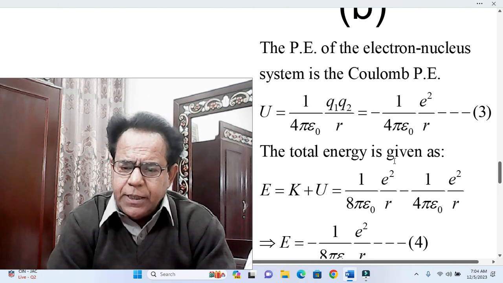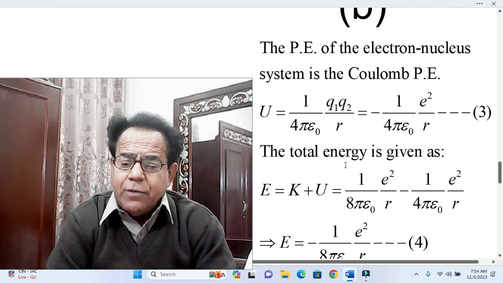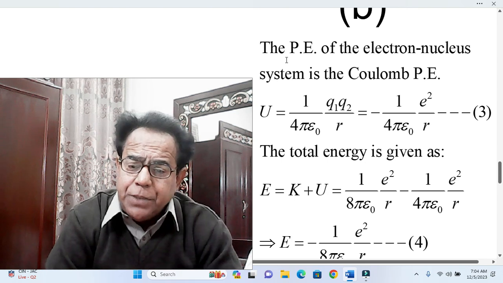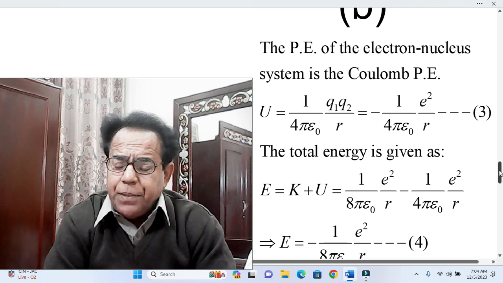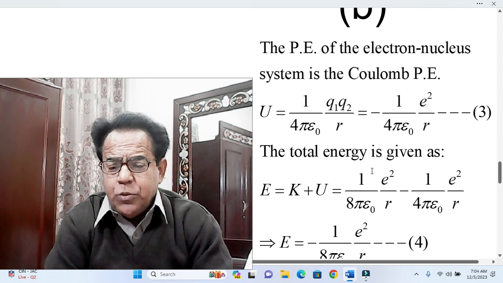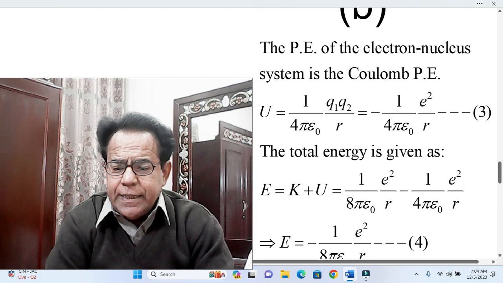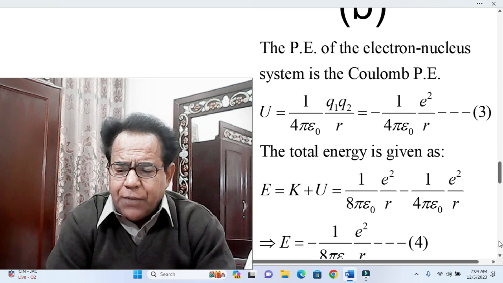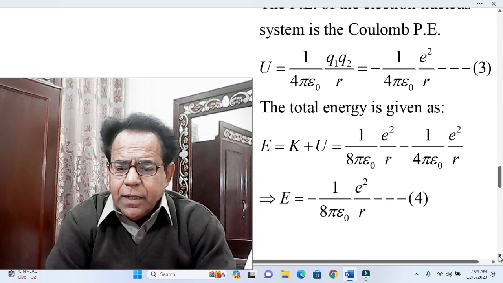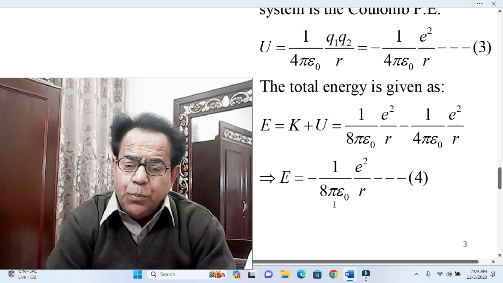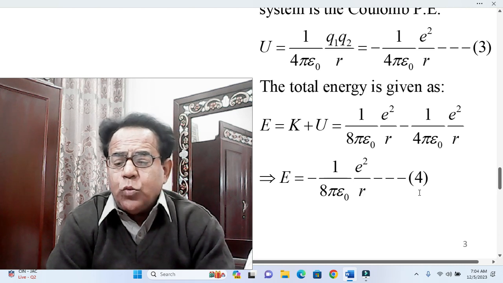Equation number 3, the total energy is given by total energy equal to kinetic energy plus potential energy, and in the previous step we have found the value of kinetic energy. So we will use here the value of kinetic energy and this value of potential energy. When we use this, then after simplification, total energy E will become equal to minus 1 over 8 pi epsilon naught e square over r. This is equation number 4.